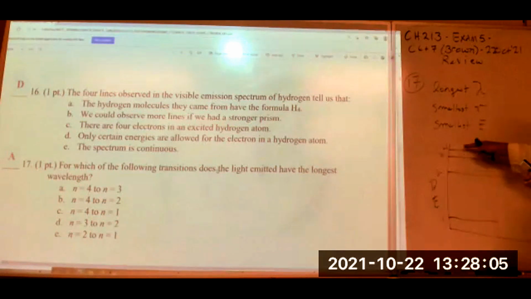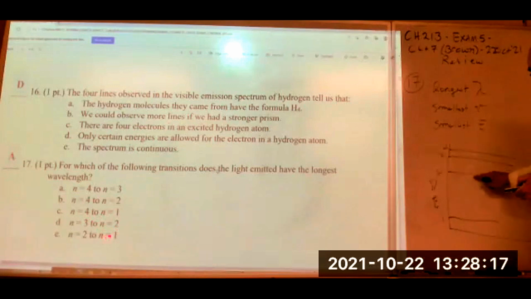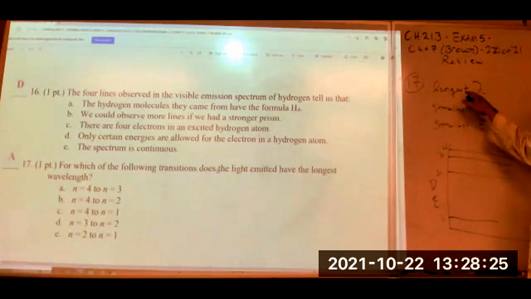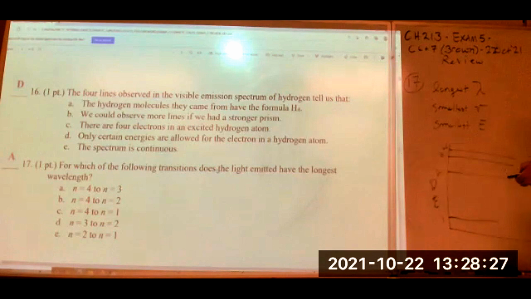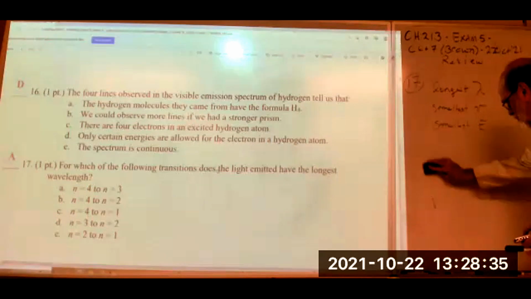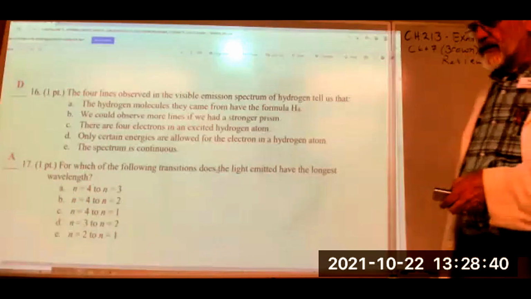So we want to transition between these higher levels. So 4 to 3 would be the smallest transition. 4 to 2 would be bigger. 4 to 1 would be bigger than that. 3 to 2 would be even bigger than these. All right, so 4 to 3 would produce the smallest energy, longest wavelength. That would be the red end right there. All right, that was 17.